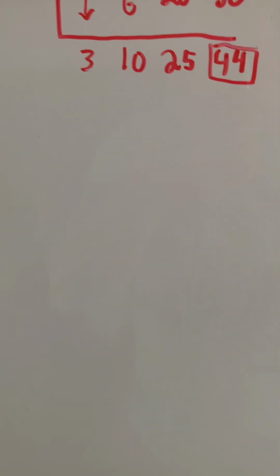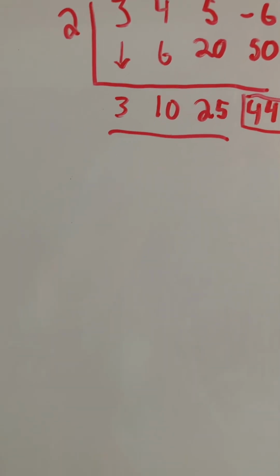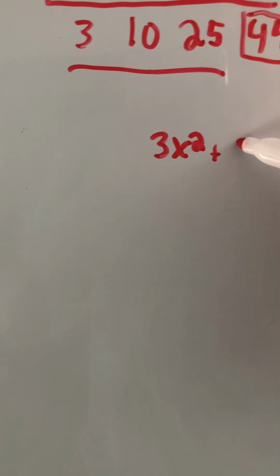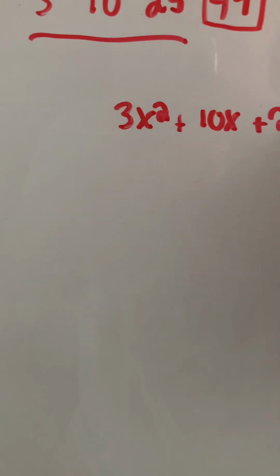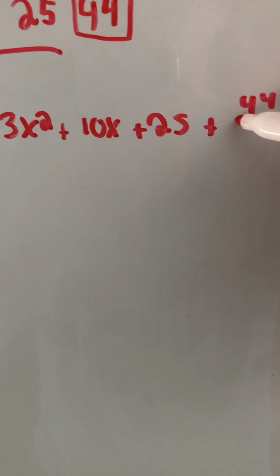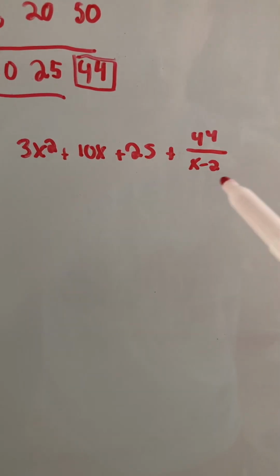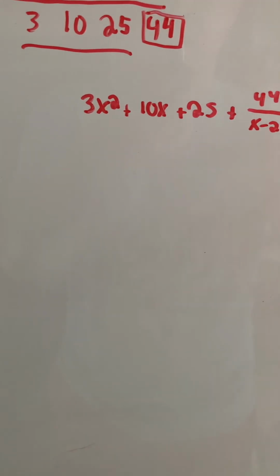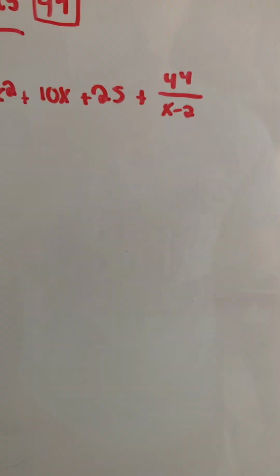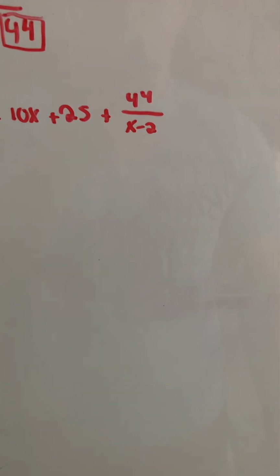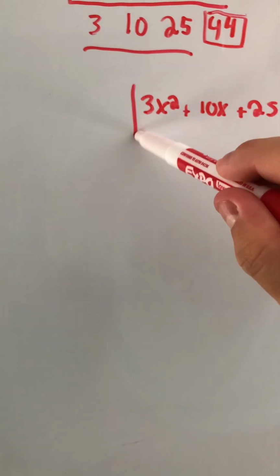So I'm going to rewrite everything, but reducing the exponents by 1. This is going to be 3x squared plus 10x plus 25 plus 44 divided by x minus 2. The reason I got 44 over x minus 2 is that it's not perfectly factorable. So I'll just put the number I got as the remainder and divide it by what I tried to divide the whole thing by. So that's the final answer.